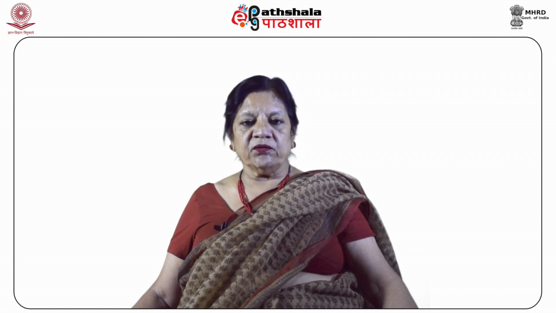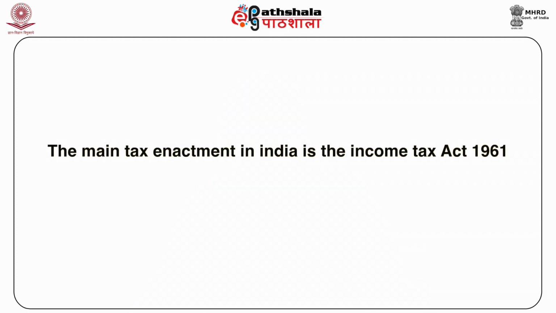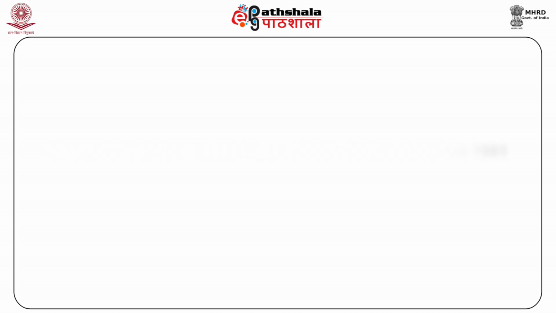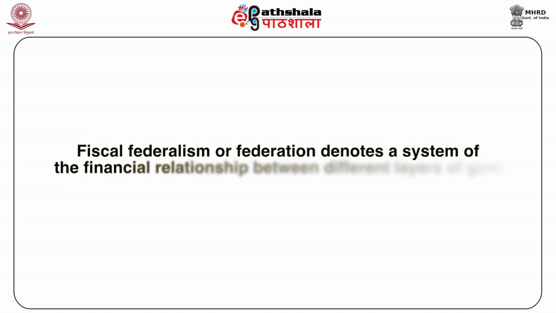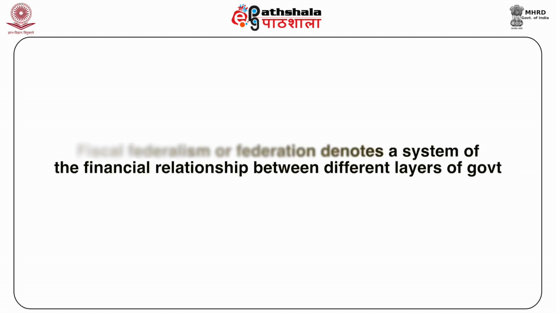Let us now summarize what we have learned in this module. The main tax enactment in India is the Income Tax Act of 1961, which is about to be replaced with a new act known as the Direct Taxes Code. Fiscal federalism or federation denotes a system of financial relationship between different layers of government, particularly center and state.